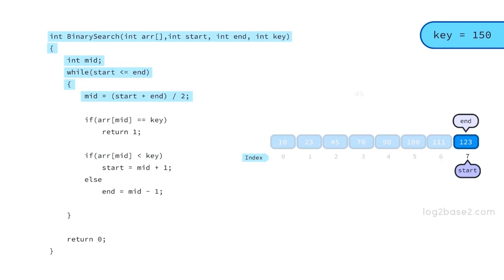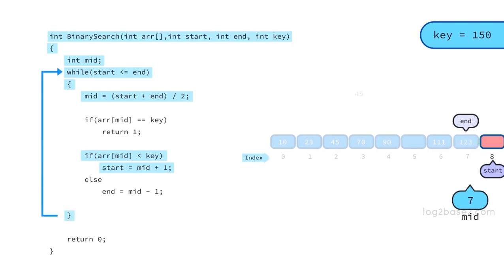So condition is okay. So go inside and find mid which will be 7 plus 7 divided by 2, that is 7. So check if that is the key, and it is not. So check whether to go to left or right. So we have if ARR of mid less than key and 123 is less than 150. So 150 could only be present in the right side. So set start equal to mid plus 1, that is 7 plus 1 which is equal to 8.